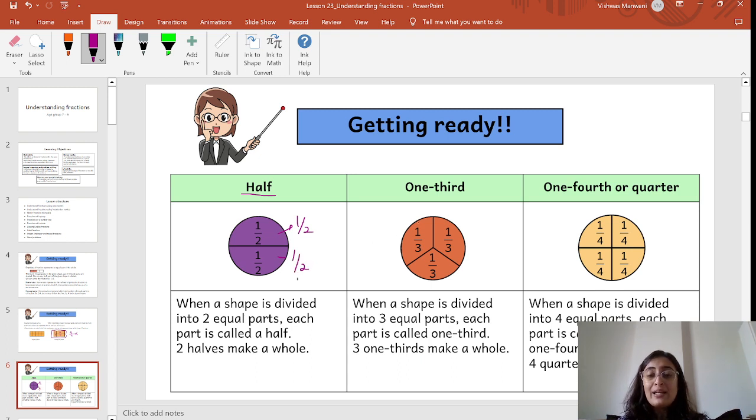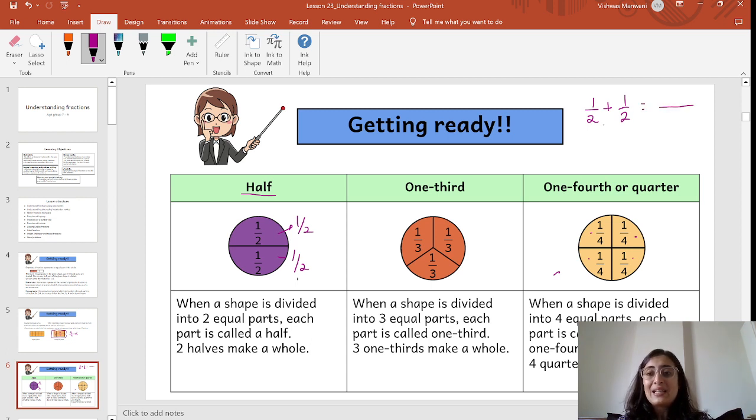Similarly, here the orange circle is broken down into three equal parts. So each portion represents the fraction 1 by 3. And here in the yellow circle, each portion represents the fraction 1 by 4. Now, one very interesting observation that you need to make here is that half is when one whole circle is divided into two parts. So let's say I add half and half. I'm adding two fractions, 1 by 2 plus 1 by 2.